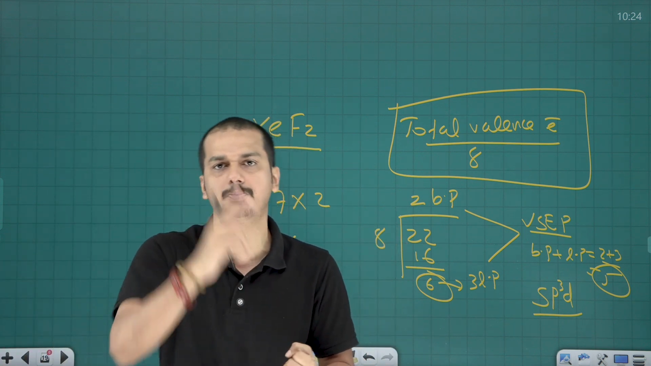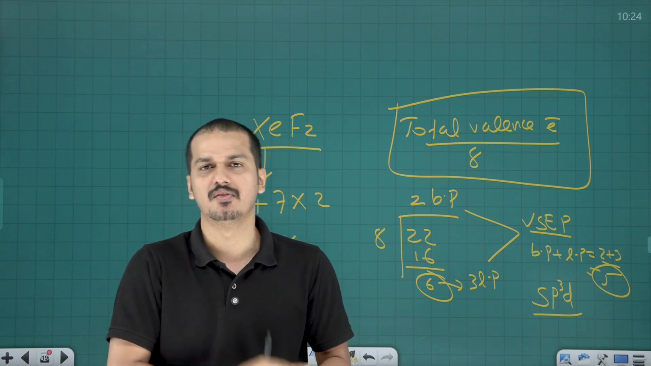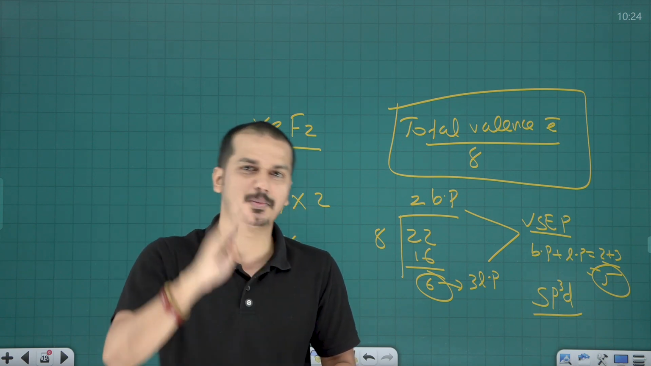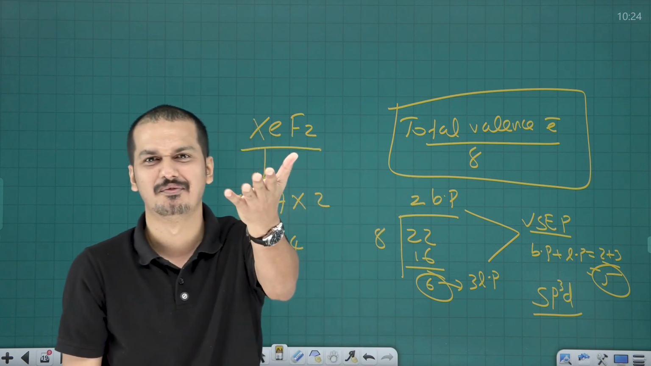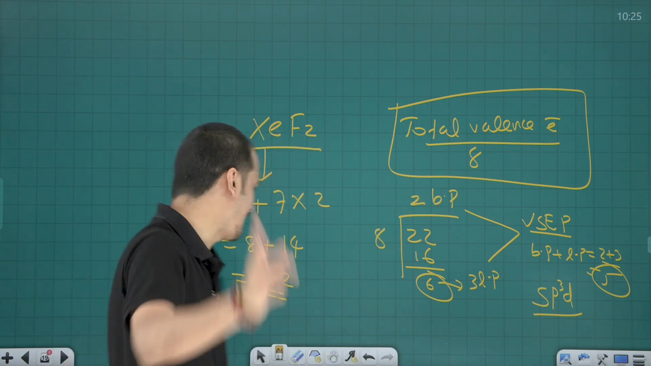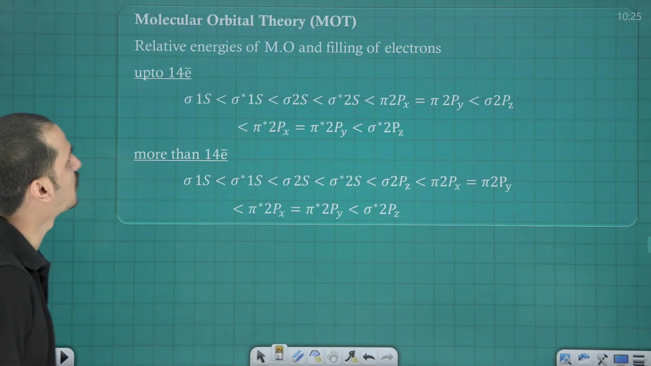If VSCP2 means SP, VSCP3 means SP2, VSCP4 means SP3, VSCP5 means SP3D, VSCP6 means SP3D2. Simple. Will you do it? Yes, I know you will do it. Okay. See, we can go to the next idea.